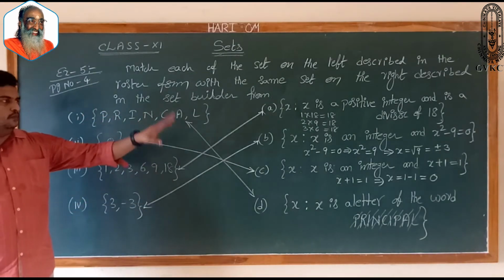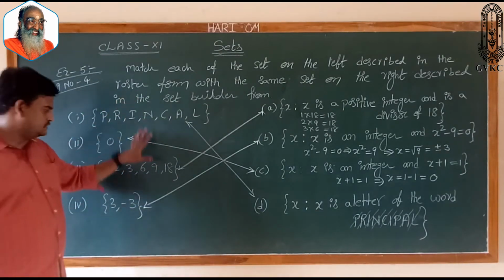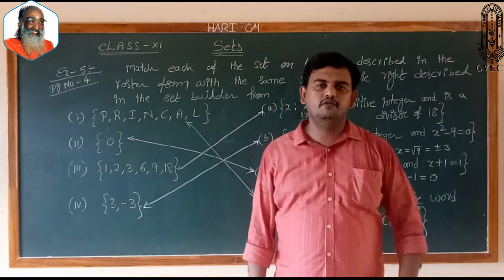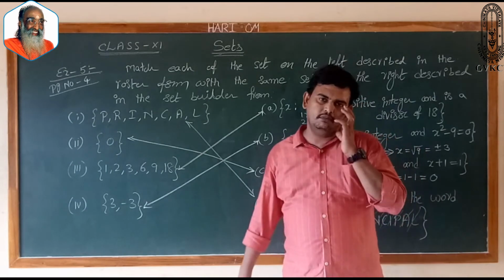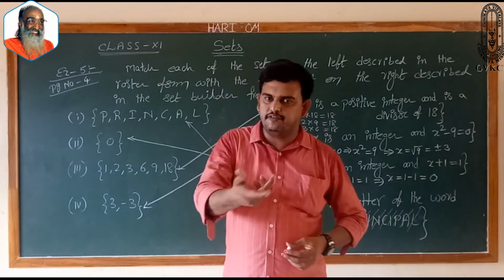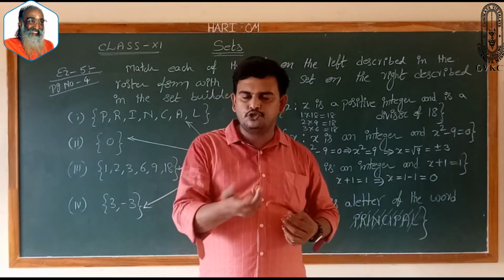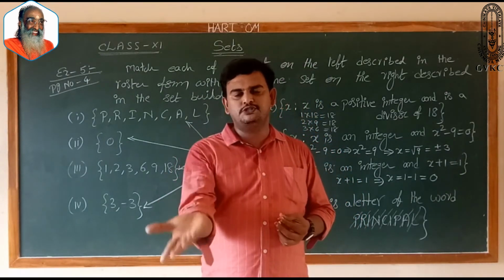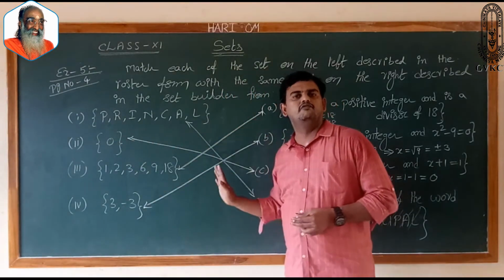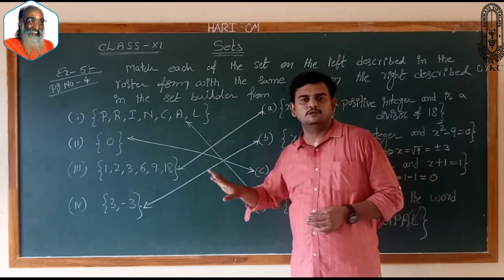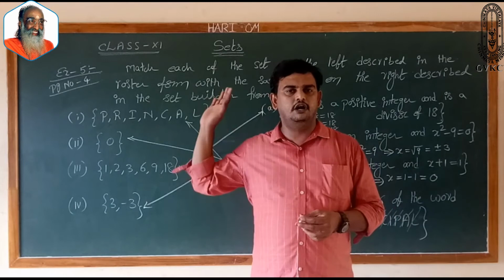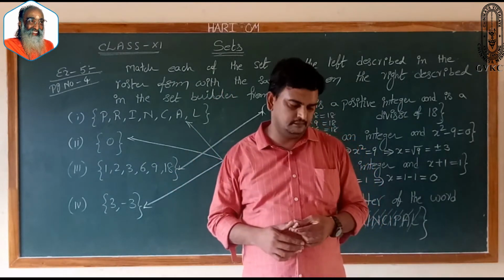So this is the way we need to match the corresponding roster forms to the corresponding set builder forms. This is about example number 5. Now we have seen 5 examples of different models: converting into roster form, converting roster into set builder form, converting set builder into roster form, and matching the following. Based on these examples, we have our first exercise. Now let us see how to solve the problems.